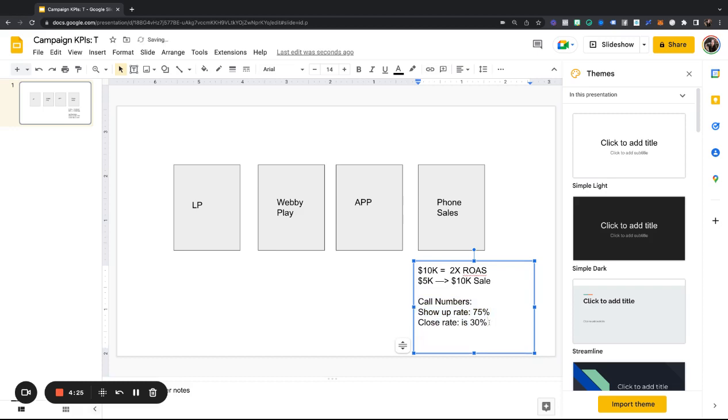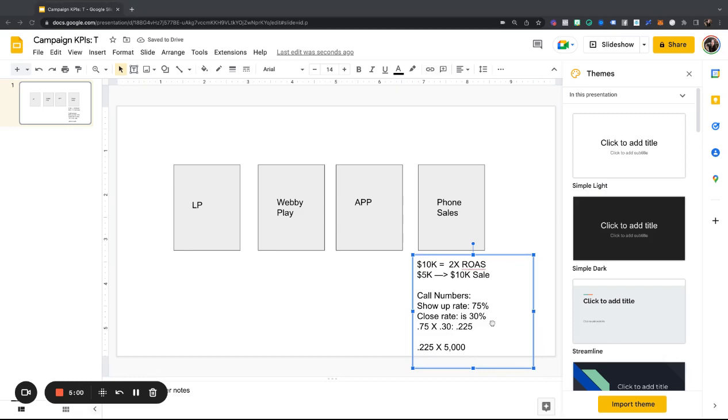So what we're going to do is 0.75 times 0.30, which is the close rate. And that gives us, let me get my calculator, 0.225. Okay? So if our goal per sale is $5,000, all we need to do is 0.225 times 5,000. We'll see what that is real quick.